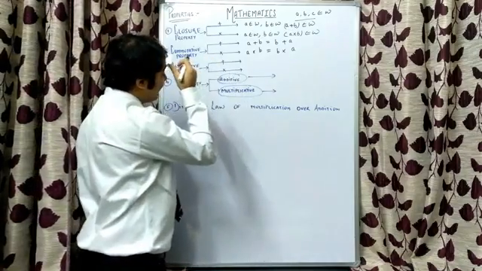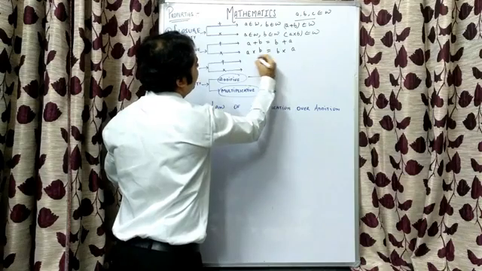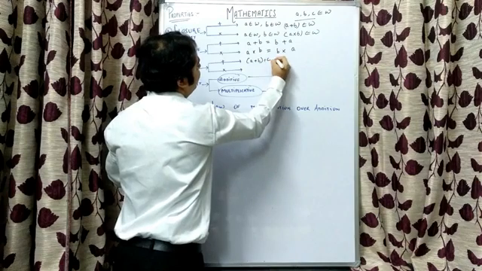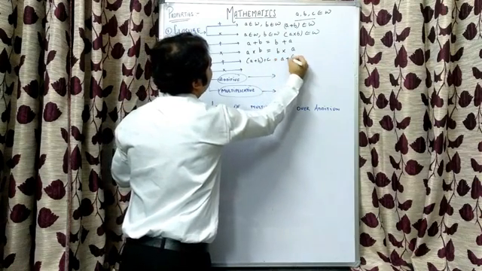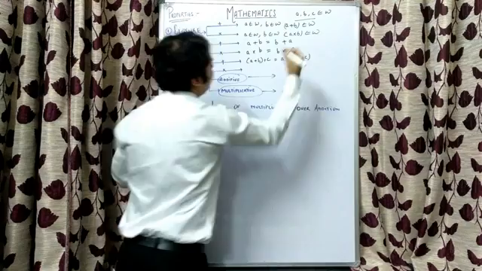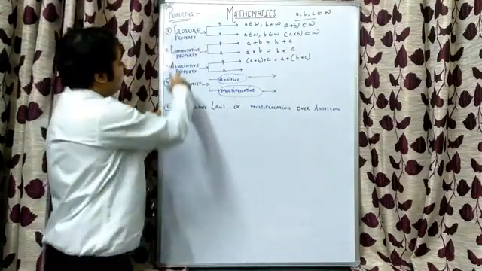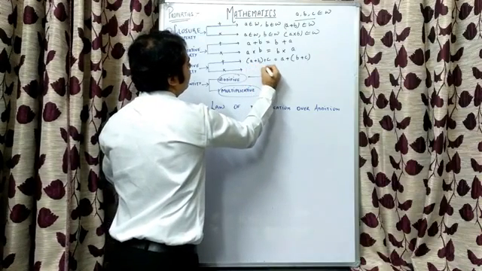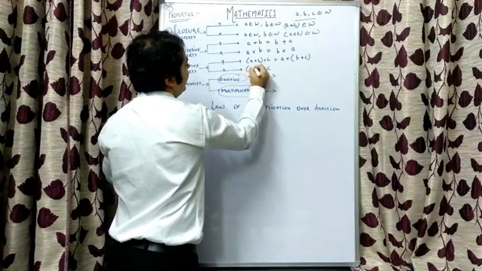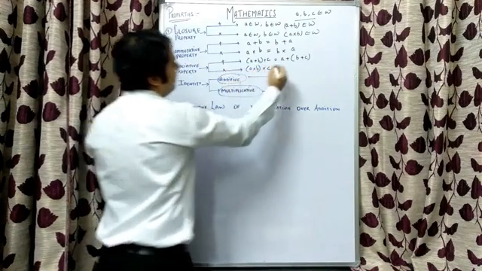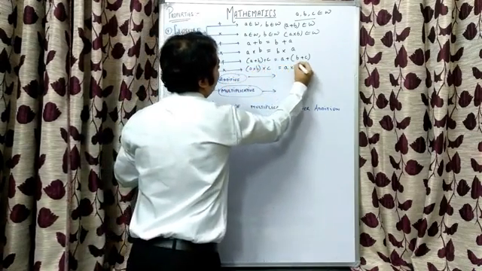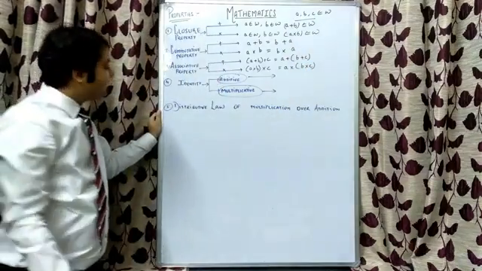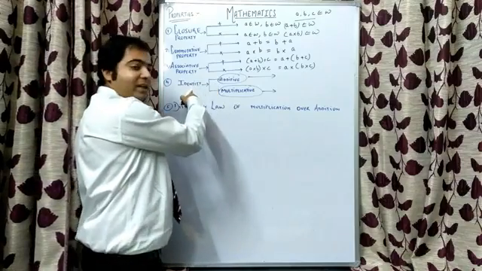Associative property of addition says that if C is being added to the sum of A and B, it will be similar to A being added to the sum of B and C. Now the associative property of multiplication states that if C is being multiplied to the product of A and B, it will be similar to A being multiplied to the product of B and C. Next property, that is additive identity.